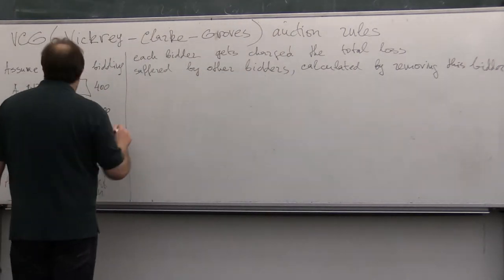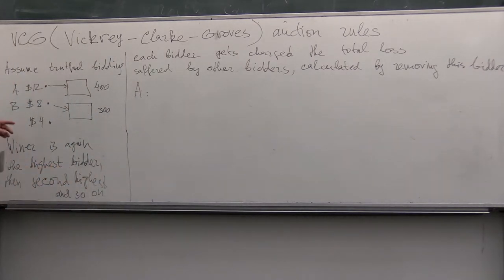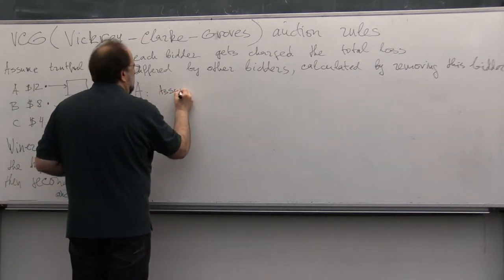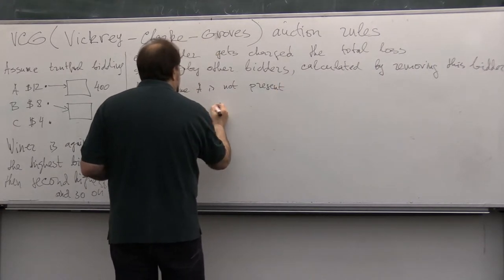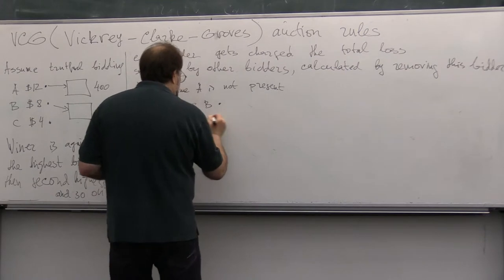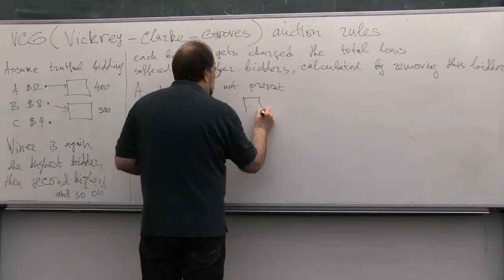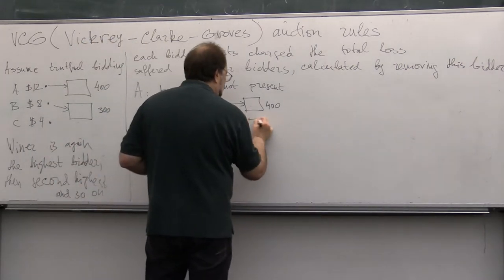But let's see. So how much does A get charged? In order to see how much A gets charged, we have to see what would have happened to B and C, to the total bids of B and C, if A was not present. So assume A is not present. Then you would have the situation B bidding $8 and C bidding $4. So then B will get 400, C would get 300.